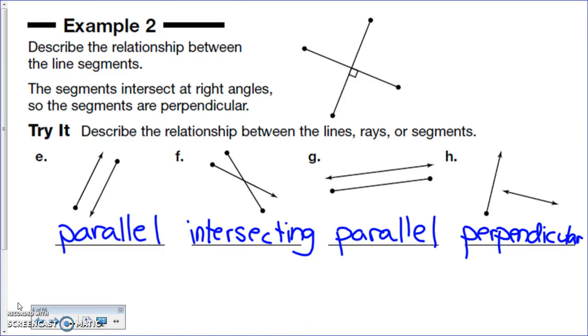Please make sure you've copied down all of the answers and glue this page in your math notebook.